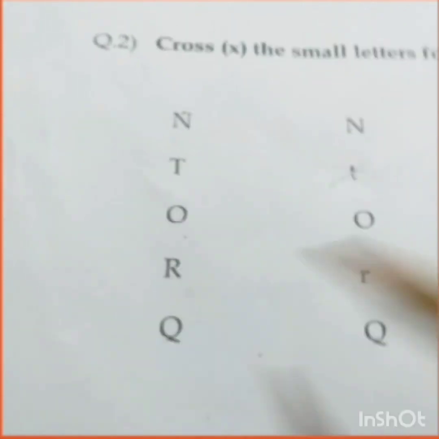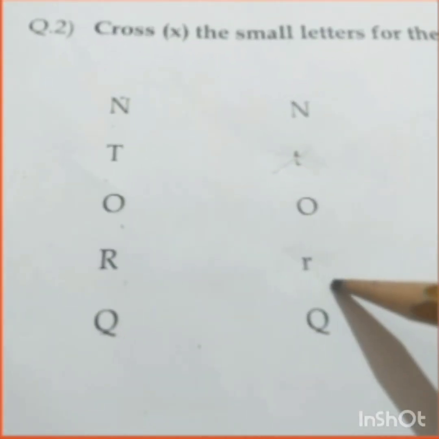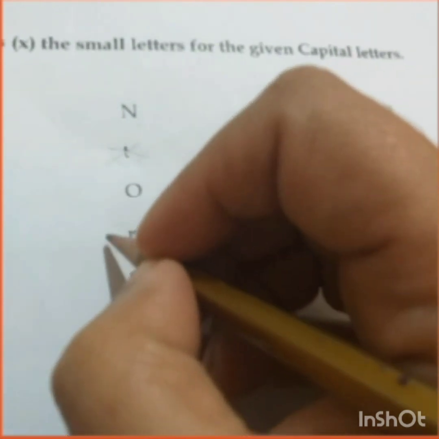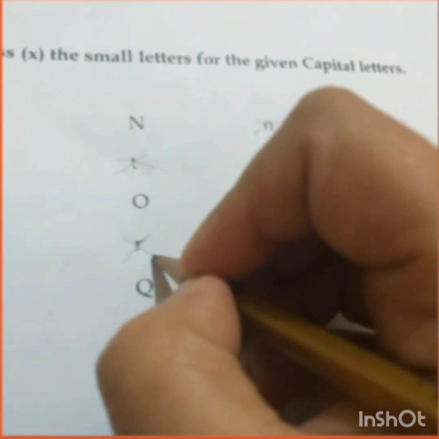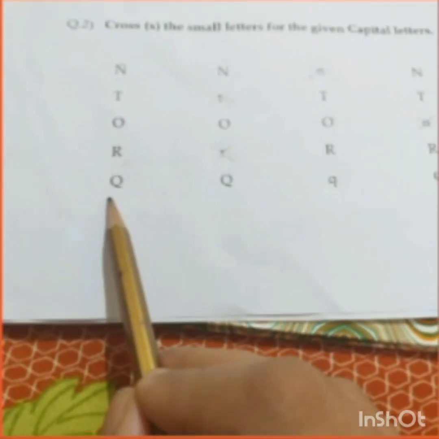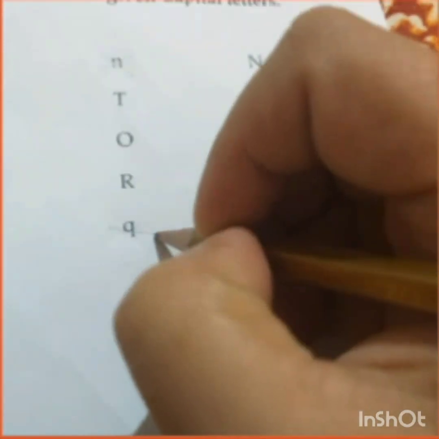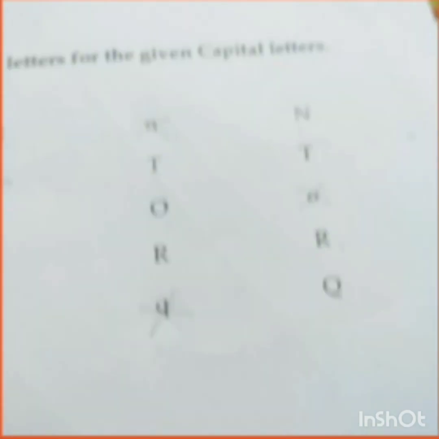The next one is capital R. This one is small r, capital R and capital R. So you have to do the cross in this capital R. First you have to make one slanting line and another slanting line. The next one is capital Q. This one is small q, and this one is capital Q. You have to make a slanting line in this way, a slanting line in this way.